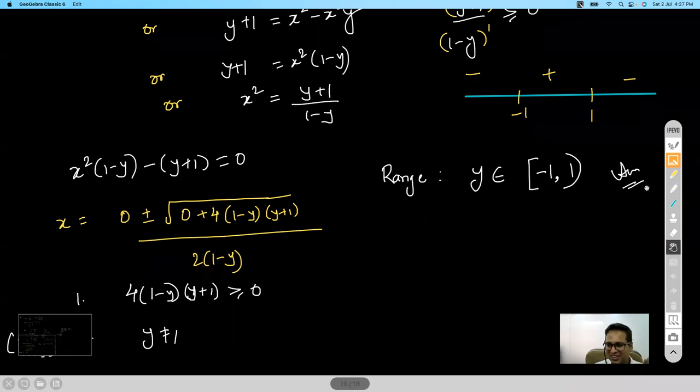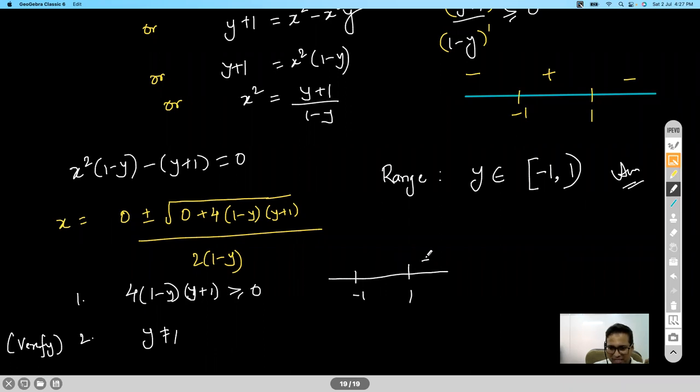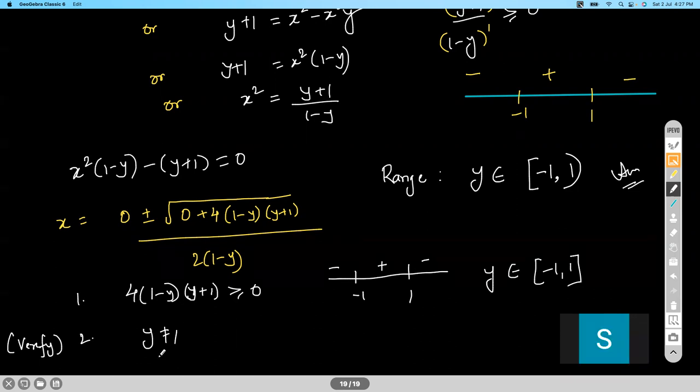Okay. Now this is as good as a wavy curve. So minus 1, 1. Please note the sign here. This will be minus, plus, minus. So you end up getting y value as minus 1 to 1 closed. Correct? Yes, sir, that's what I got.